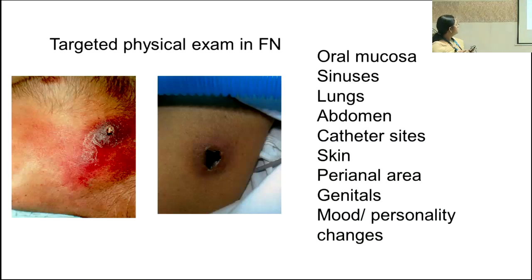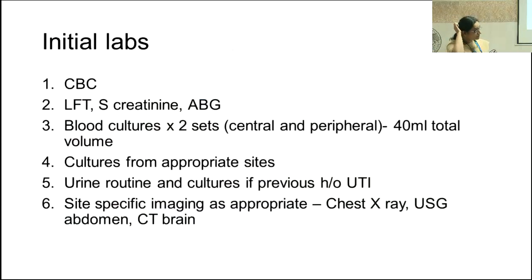Next slide, please. So these are the initial labs. Generally, what I would like to stress here is again about blood culture. Ideally, what is recommended is at least 2 sets. By 1 set, I mean 1 aerobic and 1 anaerobic bottle. So the minimum that is expected is 40 ml.